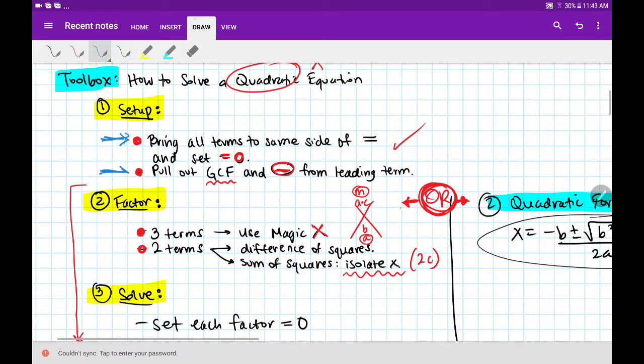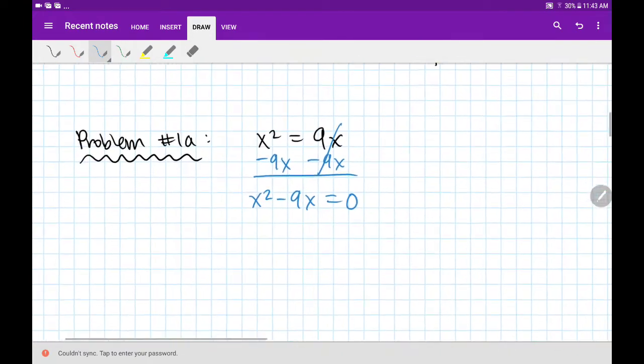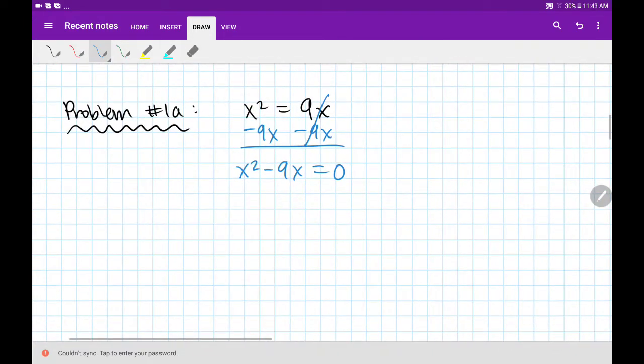Next, I want to pull out any greatest common factor. So I'm going to, no matter what kind of situation I have, see if there's anything I can factor out, anything that's common between x squared and 9x here. And indeed there is. I can pull out an x. If I factor out an x times what is going to give me this x squared? Well, that's x. And I'm left with a minus 9 also.